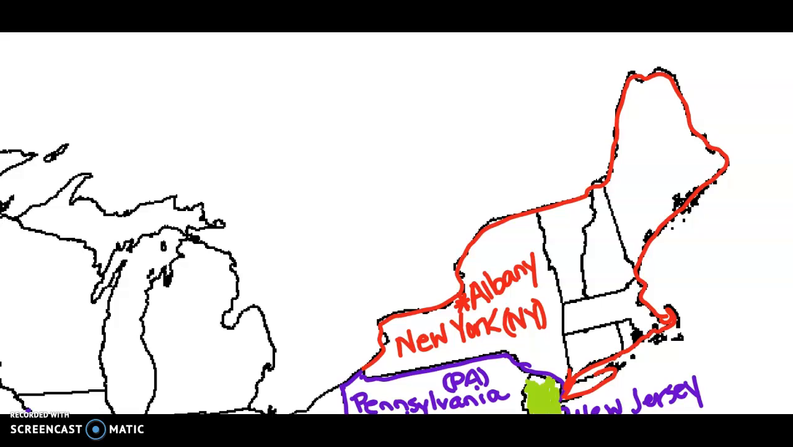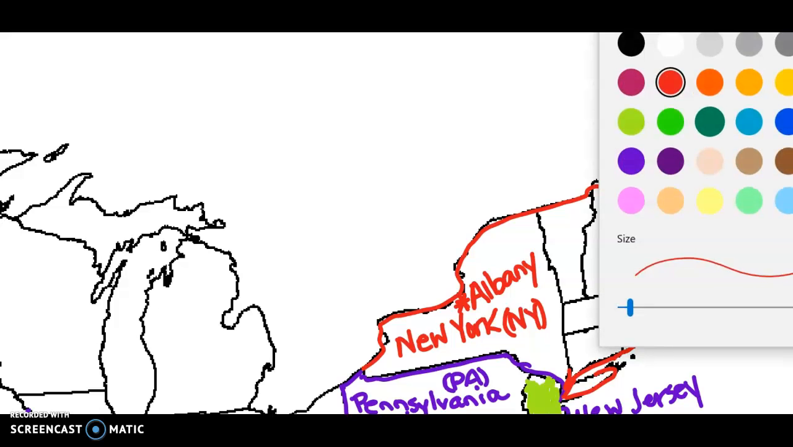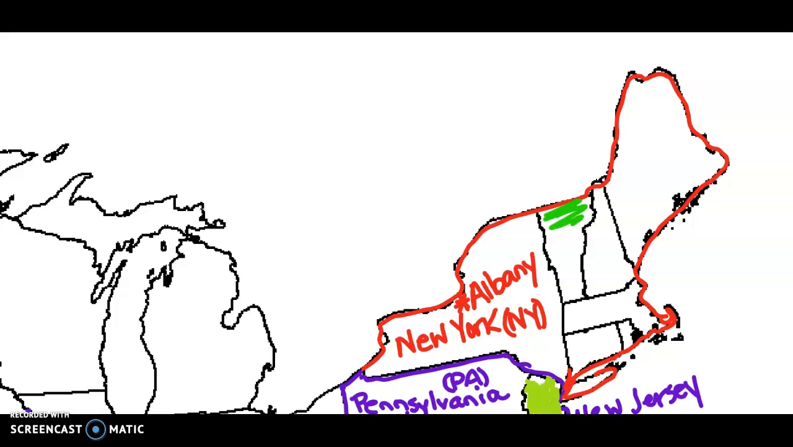Our next state, I'm going to color it in to make it a little easier to see. So this next one right here, this is Vermont. The abbreviation is VT, and the capital is Montpelier.